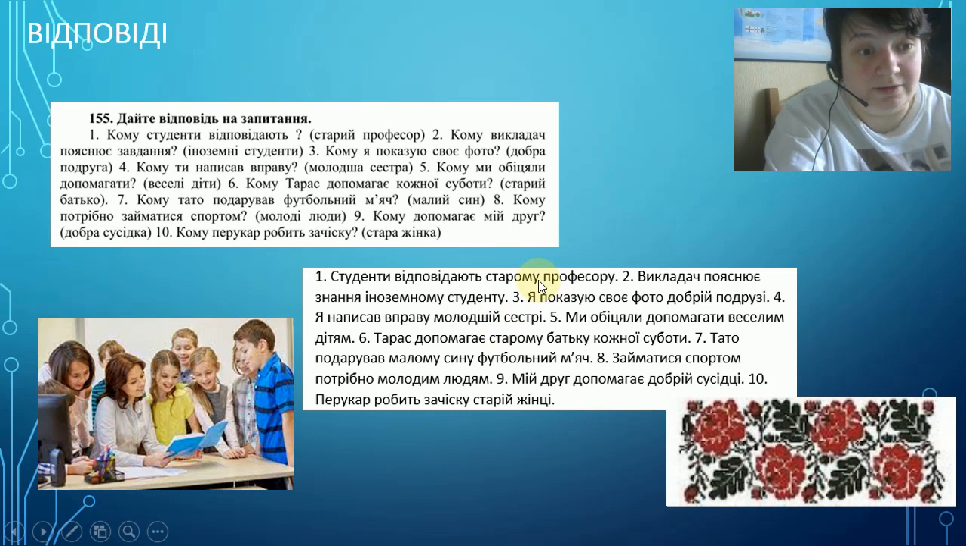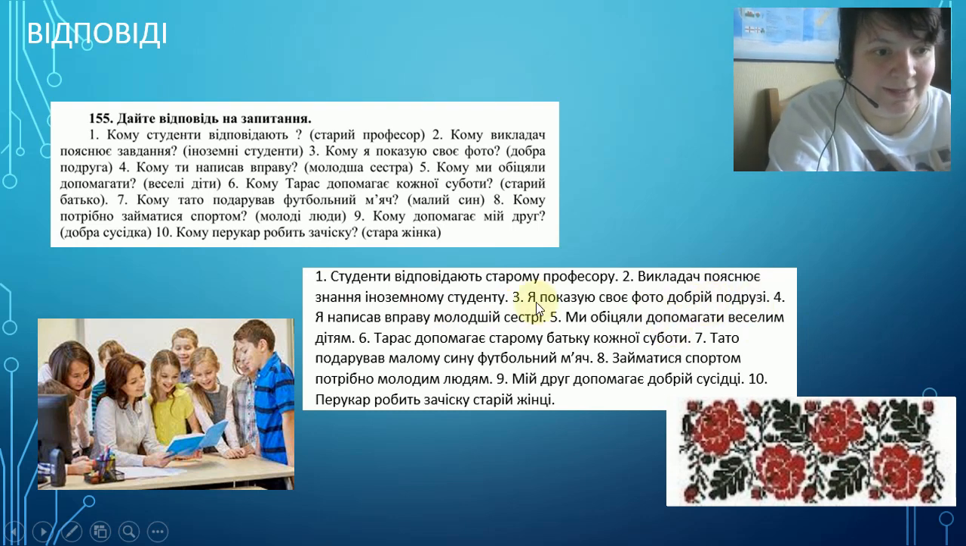So let's compare. Grammatical masculine. Old professor, старому професору, ending omu. Like foreign student, іноземному студенту, ending omu. But grammatical feminine, добрій подрузі, ending і, молодшій сестрі, ending і. And it's і because we have a soft sound in the root, and because it's grammatical feminine.